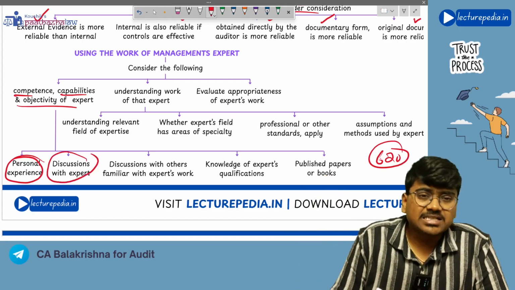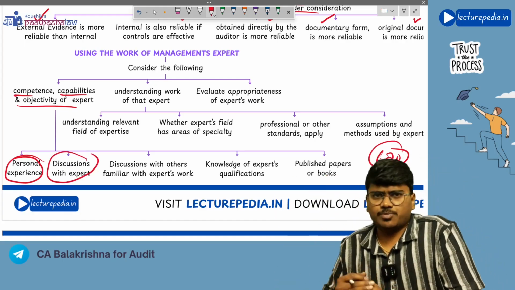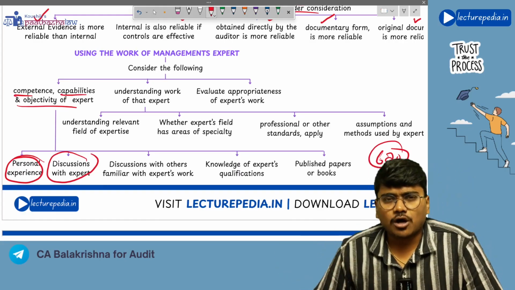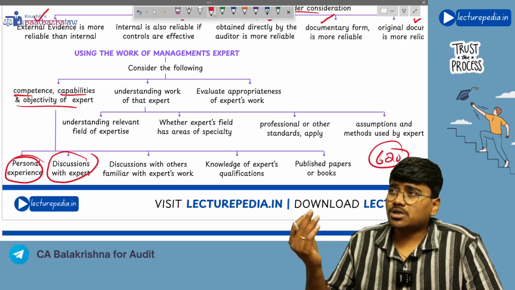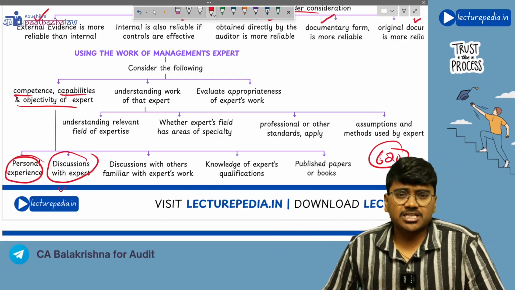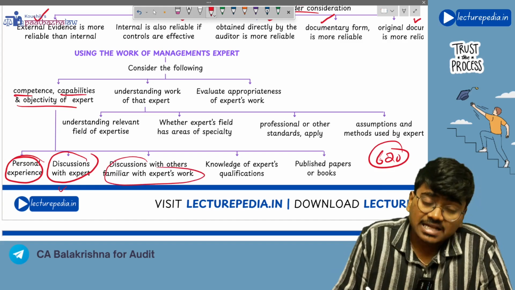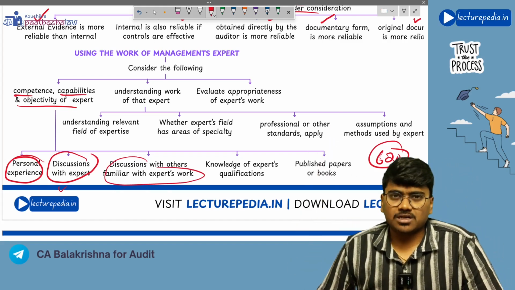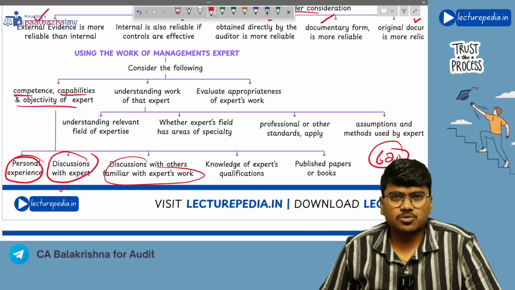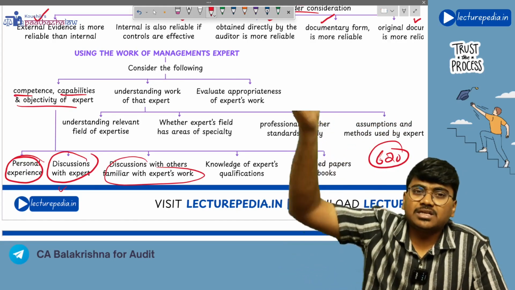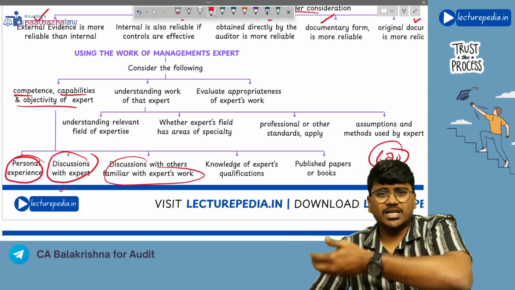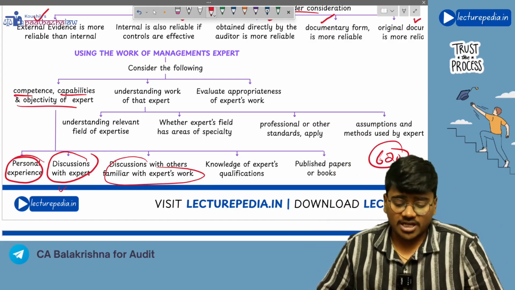Or through discussion with the expert. If you speak with any person for 15 minutes or half an hour, you will get to know about the level of knowledge that he has, correct or not? So you discuss with the expert, or discuss with others who are familiar with the expert's work. In the past, some people would have used this particular expert's work. Make a discussion with those people who have used this expert's work. Through that discussion, you can also get to know about the knowledge of the expert, right?